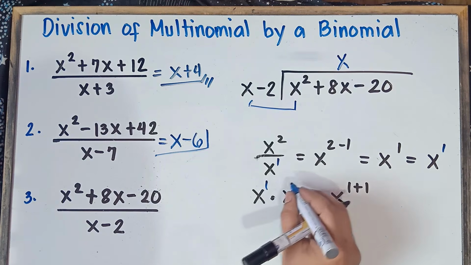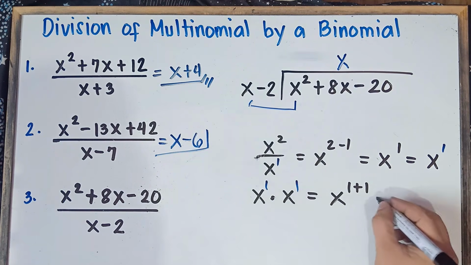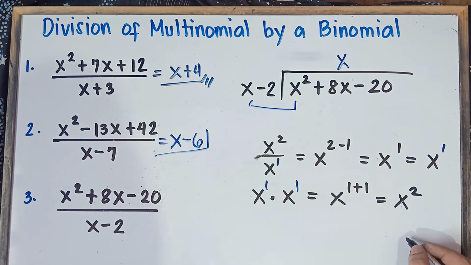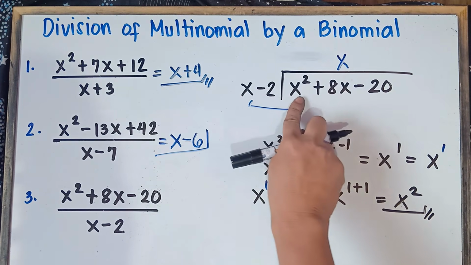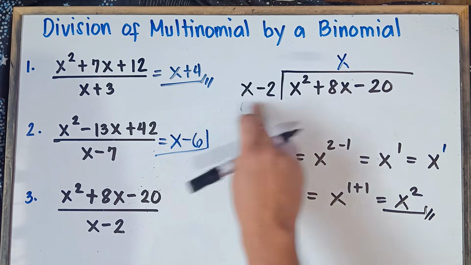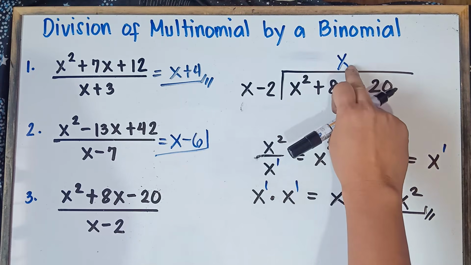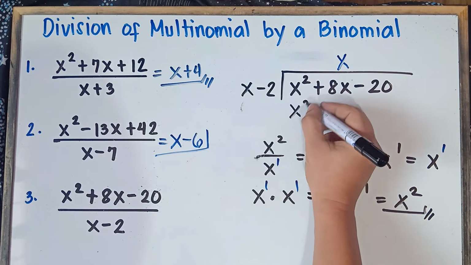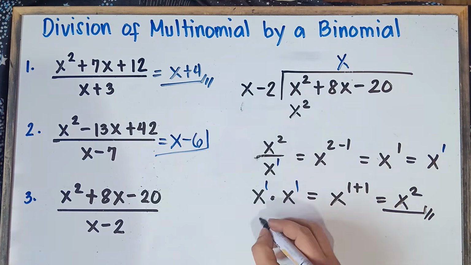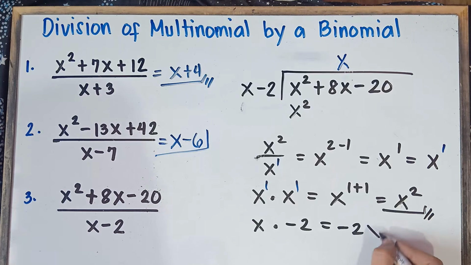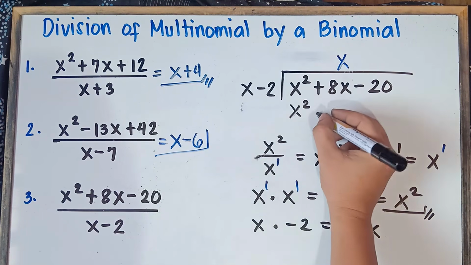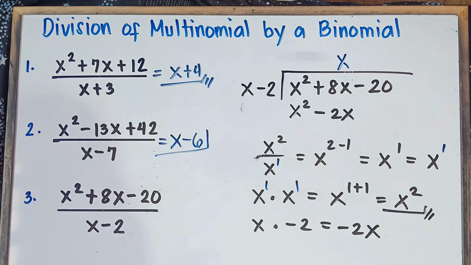So, understood that there's a 1 here. So 1 plus 1, that would be x raised to the power of 2, or x squared. So therefore, x times x is x squared. Of course, you align your answer here because they have the same exponent. And then x multiplied by negative 2 would be negative 2x.